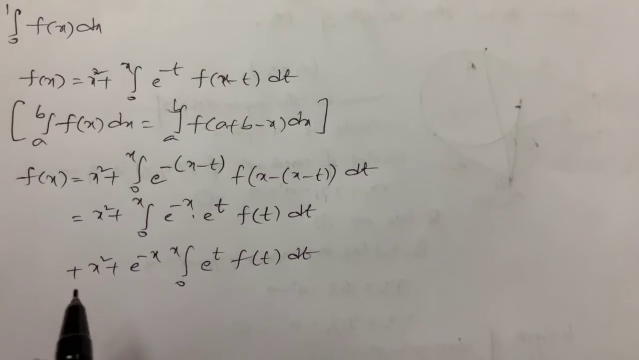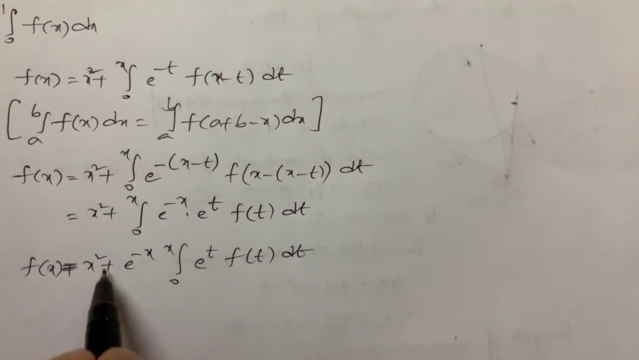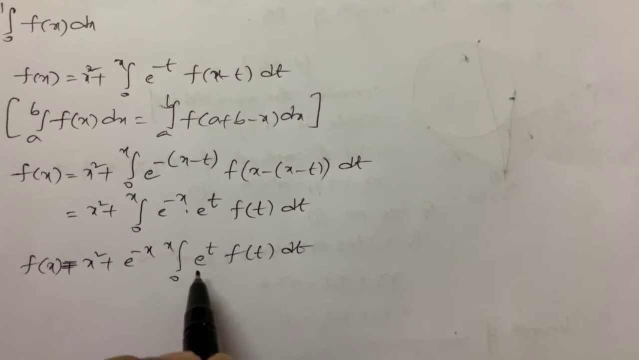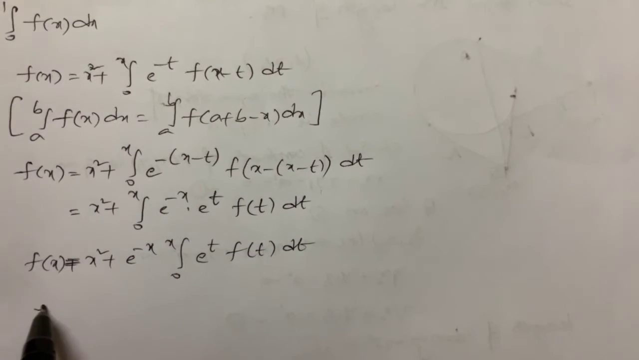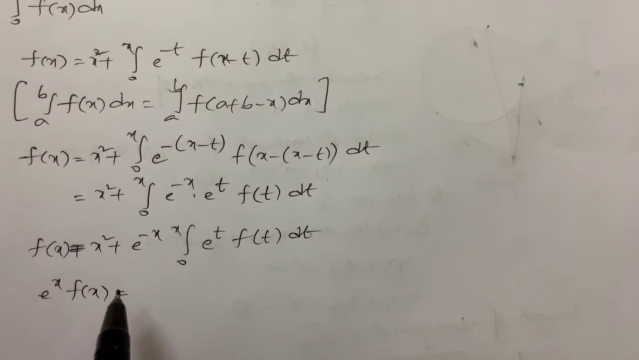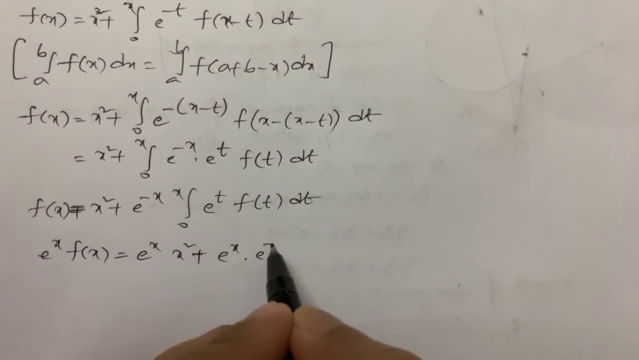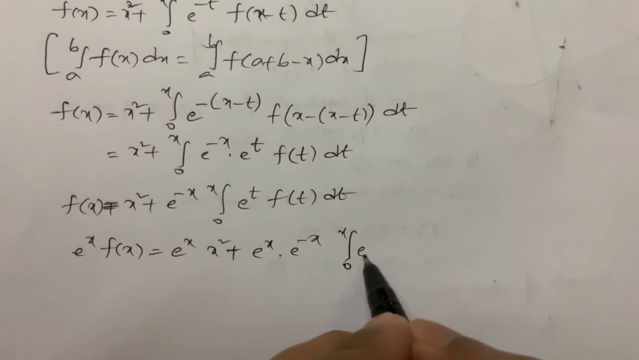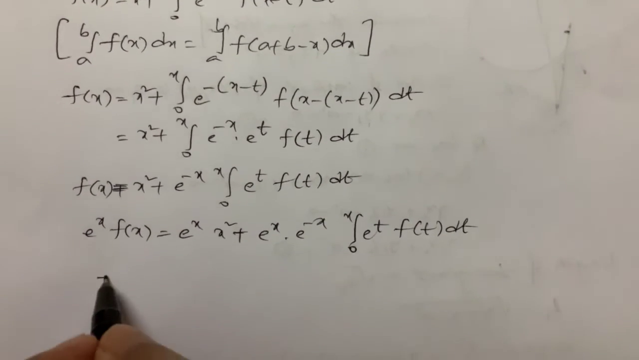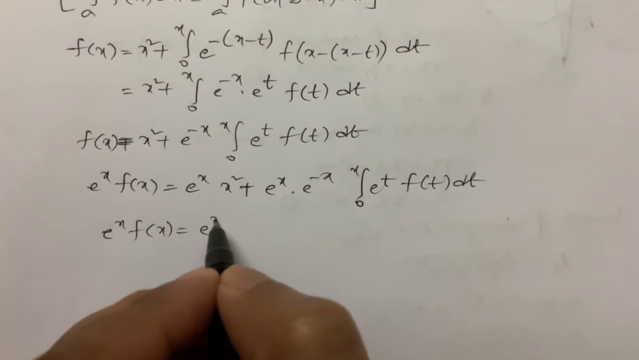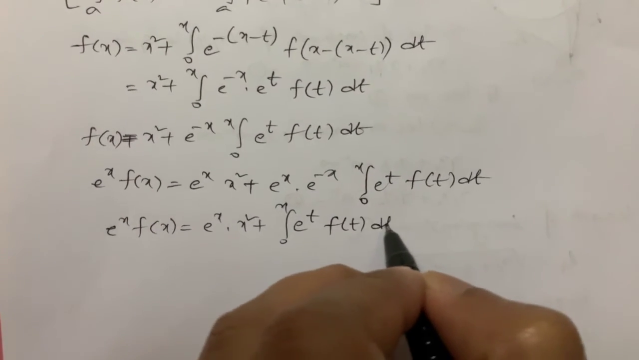So now f of x is equal to x square plus e power minus x into integral 0 to x e power t f of t dt. We can multiply by e power x. So e power x f of x is equal to e power x into x square plus e power x into e power minus x, integral 0 to x e power t f of t dt. e power x into e power minus x will be 1. So e power x f of x is equal to e power x x square plus integral 0 to x e power t f of t dt.